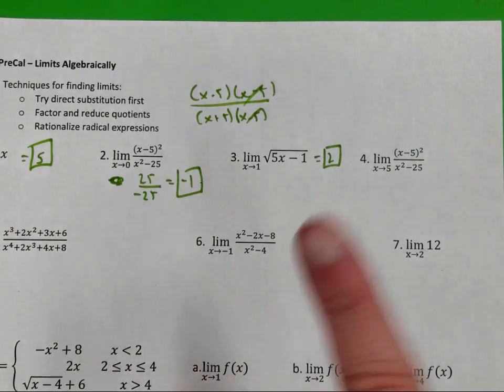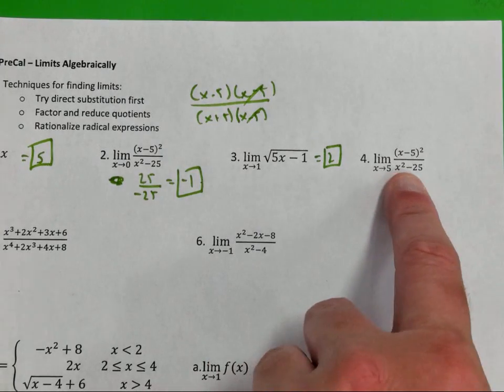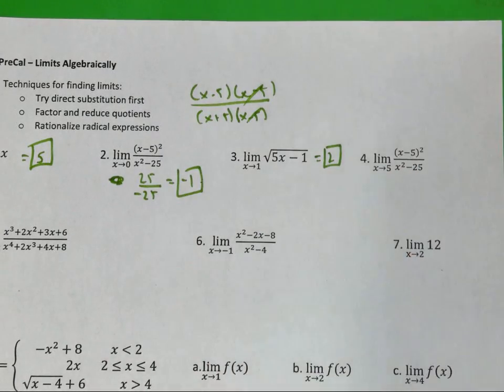Let's look at 4. Now here, a fraction got my attention. I take 5. 5 squared is what? 25 minus 25 is? I'm going to say hold up now. Bless you. Hold up now. I'm going to have to do something.